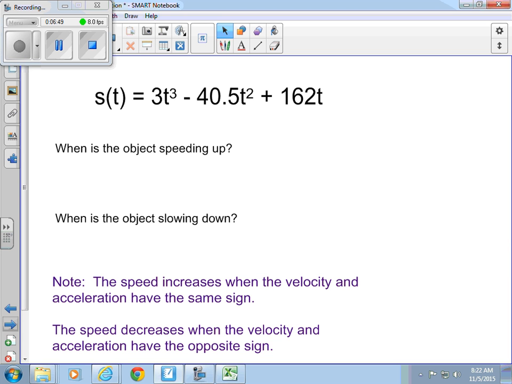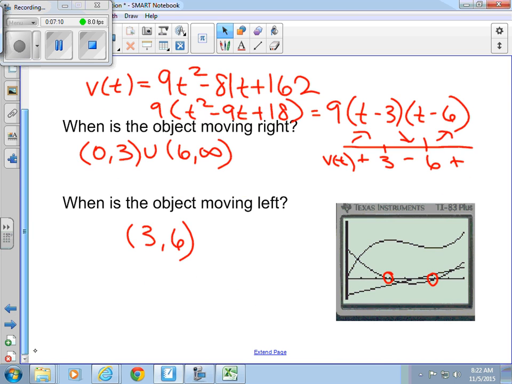So anyway, if velocity and acceleration work together, then your object speeds up. If velocity and acceleration work in opposite signs, then your object slows down. Now, this is a little tricky because if you just look at a graph, and let me go back for just a second, explain this a little more before we actually do it. A lot of people think acceleration tells you if you're speeding up or slowing down.